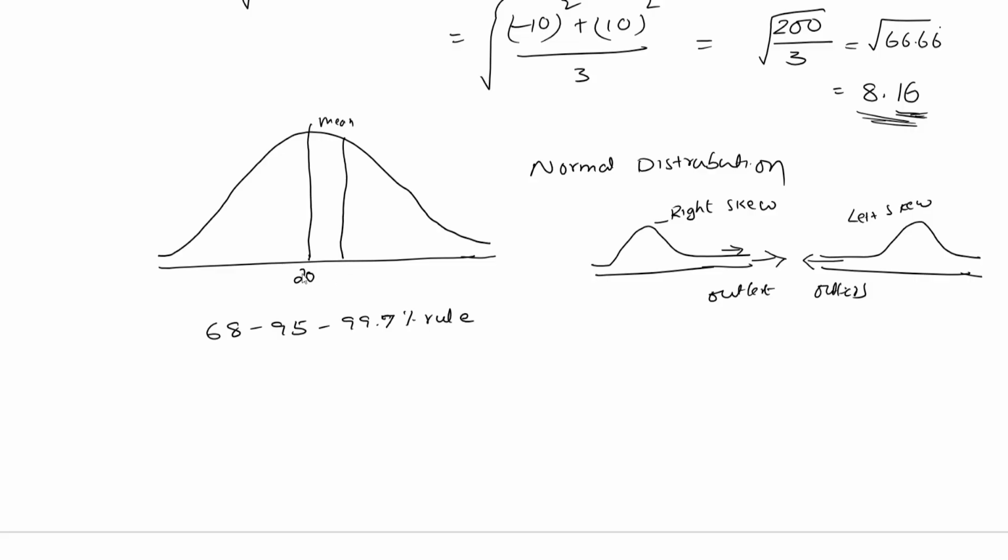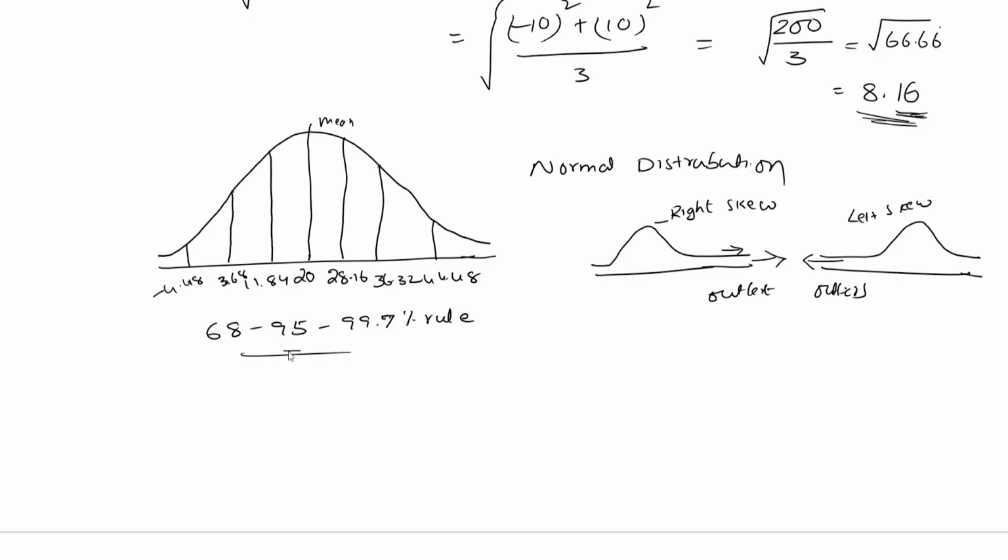So if we add the standard deviation to the mean, this will become 28.16, and if you add the standard deviation one more time, it will be 36.32, and if you add another standard deviation here, it will be 44.48. Similarly, if you subtract the standard deviation from the mean, the first point we get is 11.84. If you subtract the standard deviation again, we get 3.68 here, and then the last one will be negative 4.48.